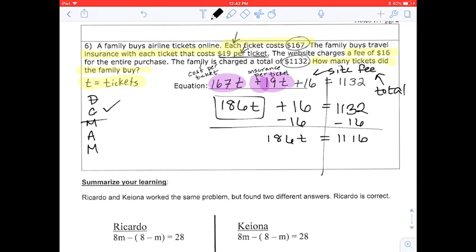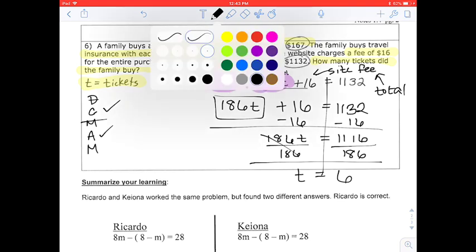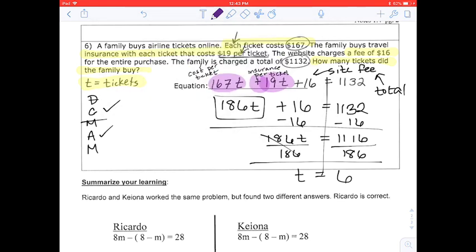$1,116. Last step, I am multiplying by 186, so I need to divide by 186 on both sides. So let's check that. 1,116 divided by 186. T equals 6. If T is the number of tickets, that means my family must have bought 6 tickets.